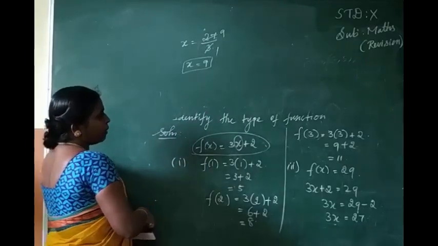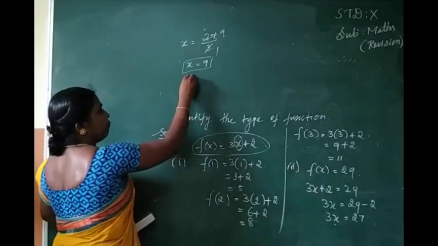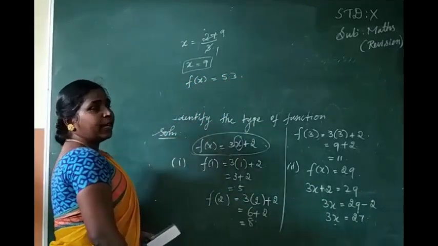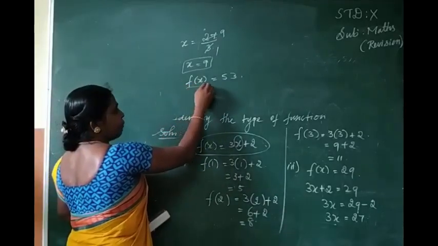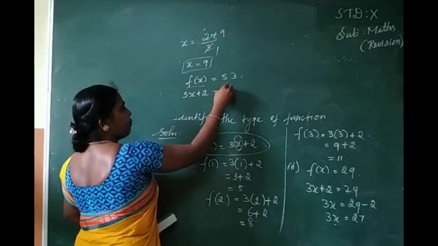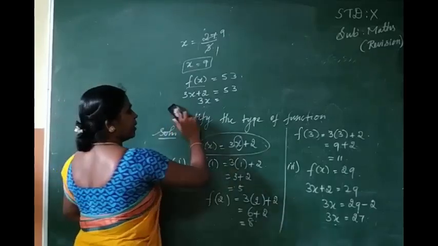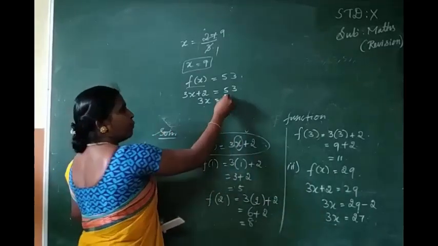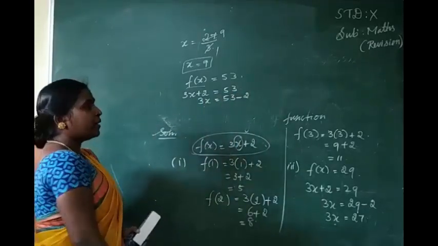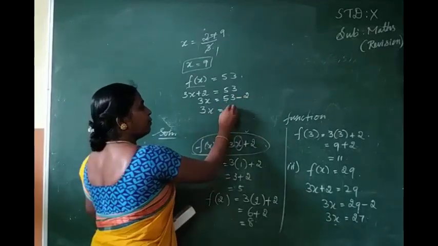Okay. Then one more question. You want to find the pre-image of 53. So f of x equal to 53, and you want to find the value of x. Again, instead of f of x, you write 3x plus 2 equal to 53. Now 2 you take to the right hand side. So what you get? 53 minus 2. Plus 2, if you are taking it to the right hand side, means minus 2. So 3x equal to 53 minus 2, which is 51.